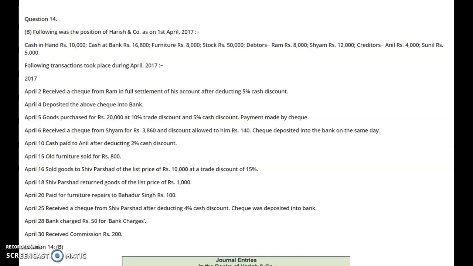Now see, in this example, we will learn how to record this. It says, following was the position of a recent company as on 1st April 2017: cash in hand, cash at bank, furniture, stock, debtors. Again the names of the debtors are given, Ram and Sham. Now see, all these are the assets. Creditors are given, Anil and Sunil. So what we have to do? We have to record all the assets by their name, and then the creditors by their name, and the difference is to be shown in the capital account as the amount of capital is not given.